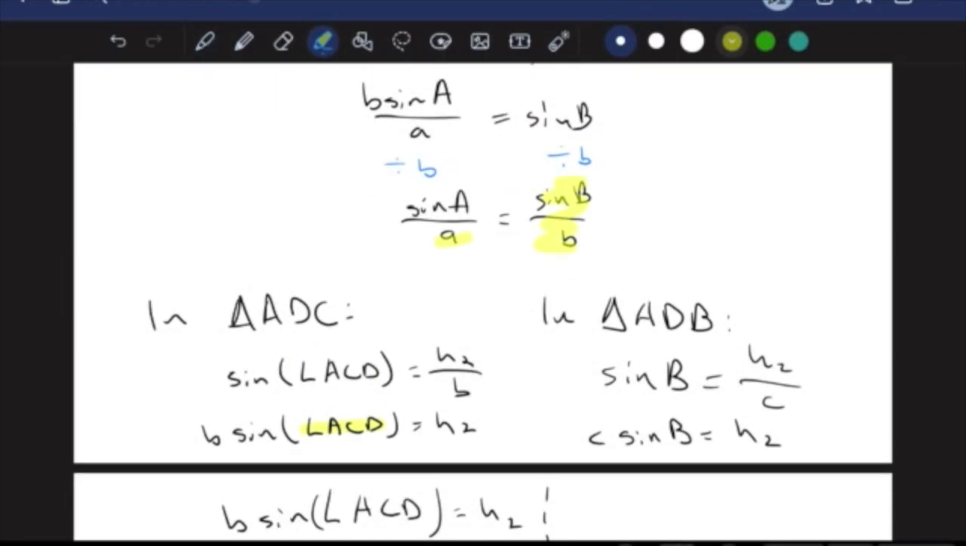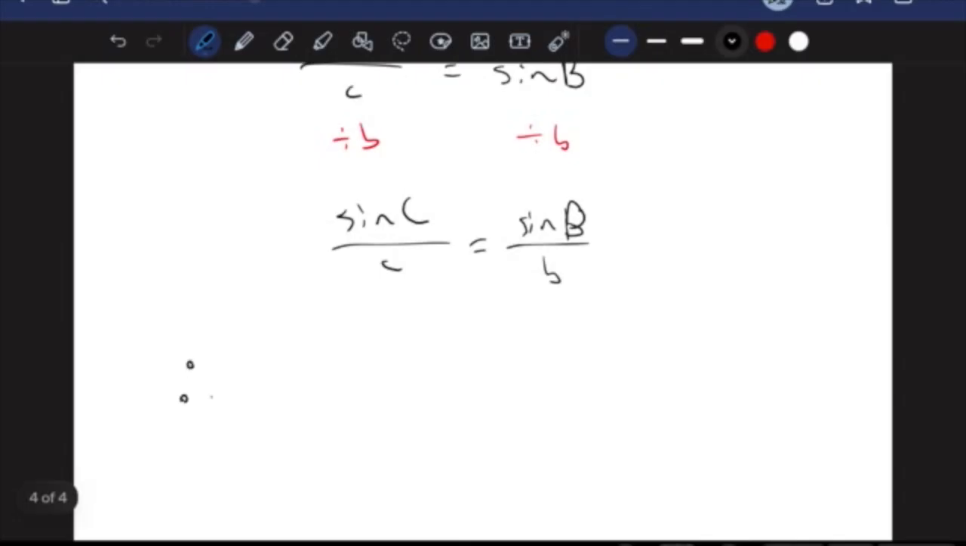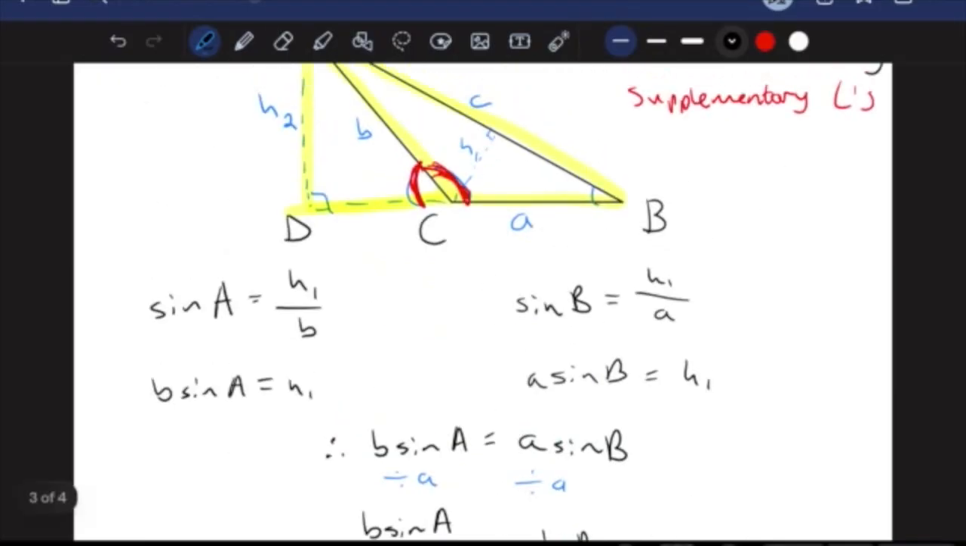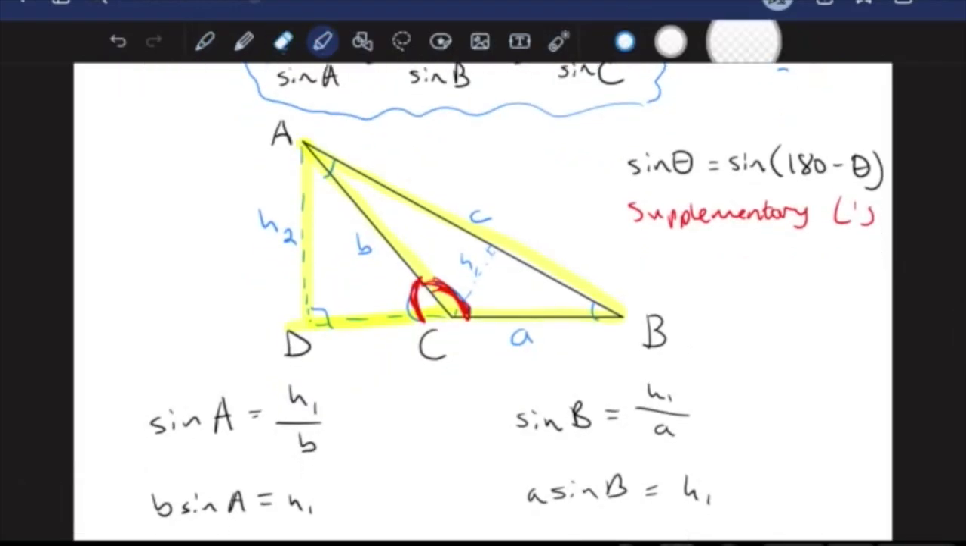Because sine C over C is equal to sine B over B, and sine B over B also equals sine A over A, we can say now, therefore, sine A over A equals sine B over B equals sine C over C. It works in the exact same way as our regular sine rule. The only difference now is that because I have an obtuse angle that I have to work with, I have to look outside my regular obtuse triangle. So if I get rid of all of this extra information, we can see that it works in the exact same way.